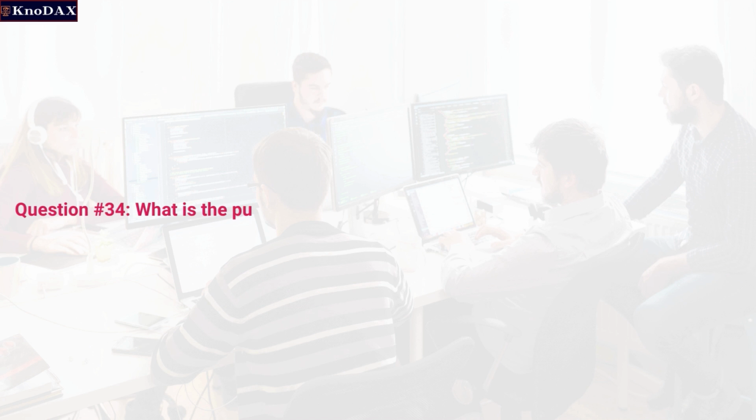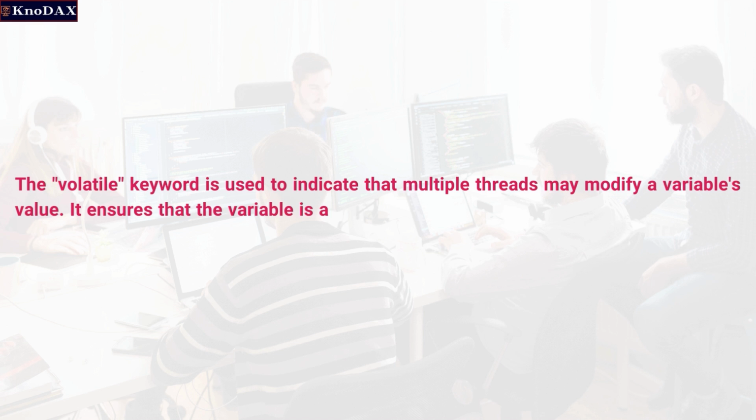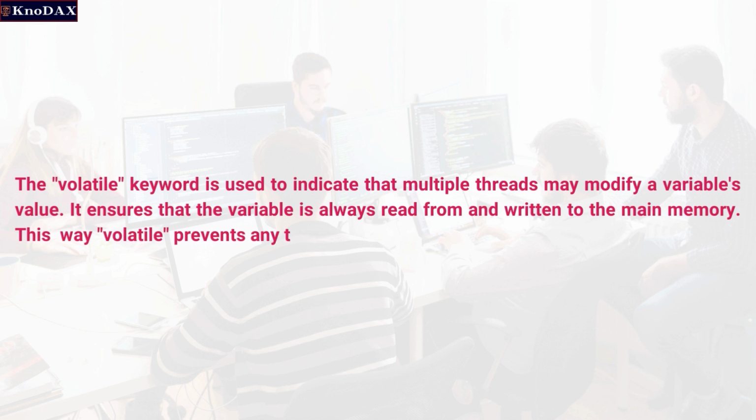What is the purpose of the volatile keyword in Java? The volatile keyword is used to indicate that multiple threads may modify a variable's value. It ensures that the variable is always read from and written to the main memory. This way, volatile prevents any thread-specific caching.